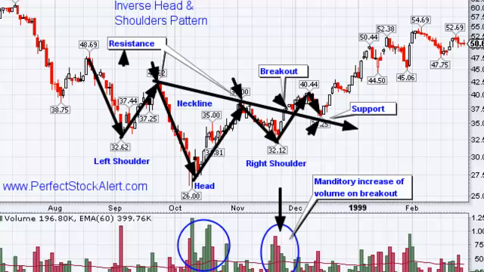This creates a secondary buy opportunity. So if you don't buy on the exact breakout point, you'll oftentimes get an opportunity to buy in on the touch or test of the support of the old neckline.